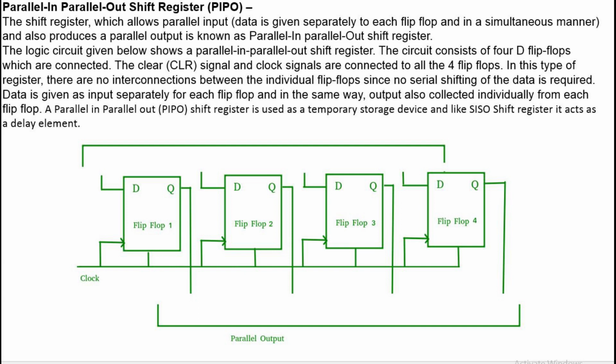A parallel in, parallel out shift register is used as a temporary storage device, and like the SISO shift register, it acts as a delay element.